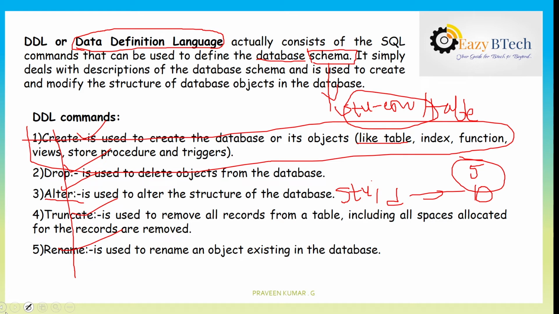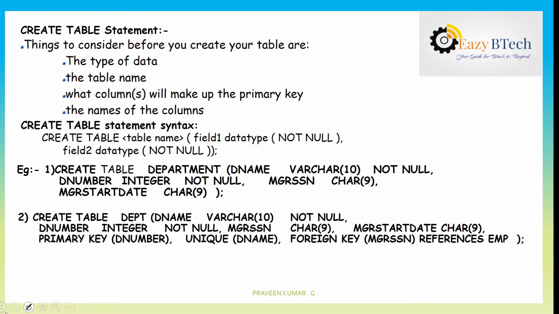Now we discuss each and every command with a simple example. First, create. How to create a table? Create table. This is the syntax: create table, table name, and field data type. If you want to use any constraints, I think you already know we have key constraints. We have a total of 6 types of key constraints. First one is not null.